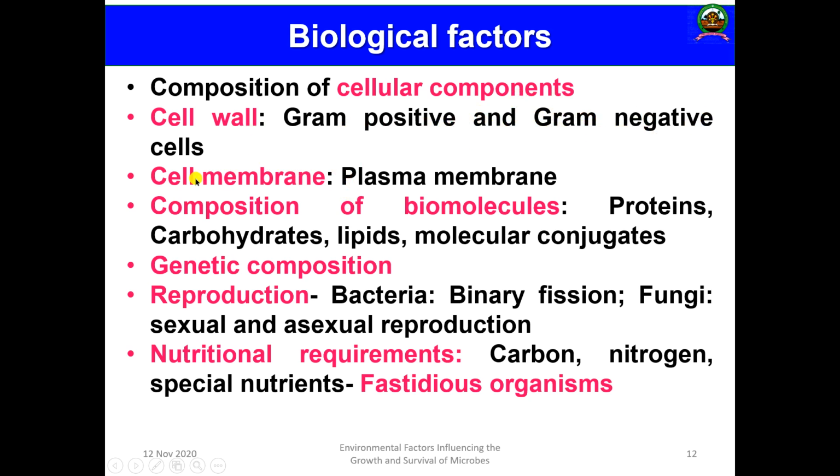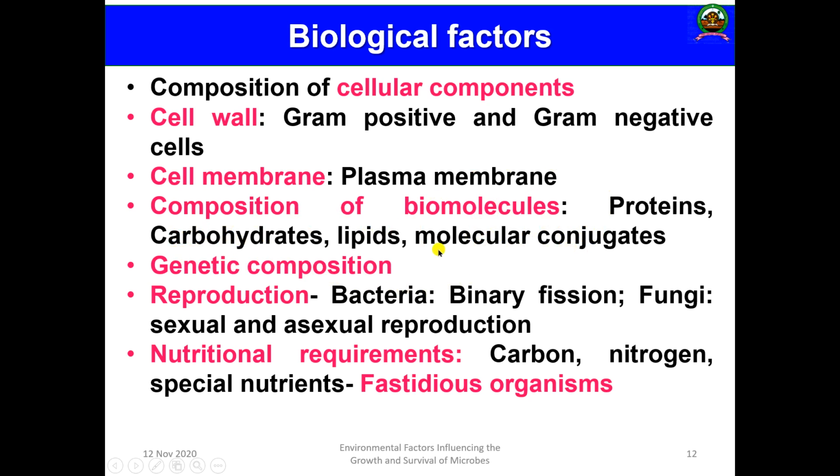Then just below the cell wall, there is another membrane called the cytoplasmic membrane or cell membrane, also known as the plasma membrane. The composition of the plasma membrane is also an important biological factor. Then the next one is the composition of biomolecules, like proteins, carbohydrates, fats or lipids, and combinations of these. Another important thing is water, one of the most important agents for survival, so the water content matters. Then their genetic composition.